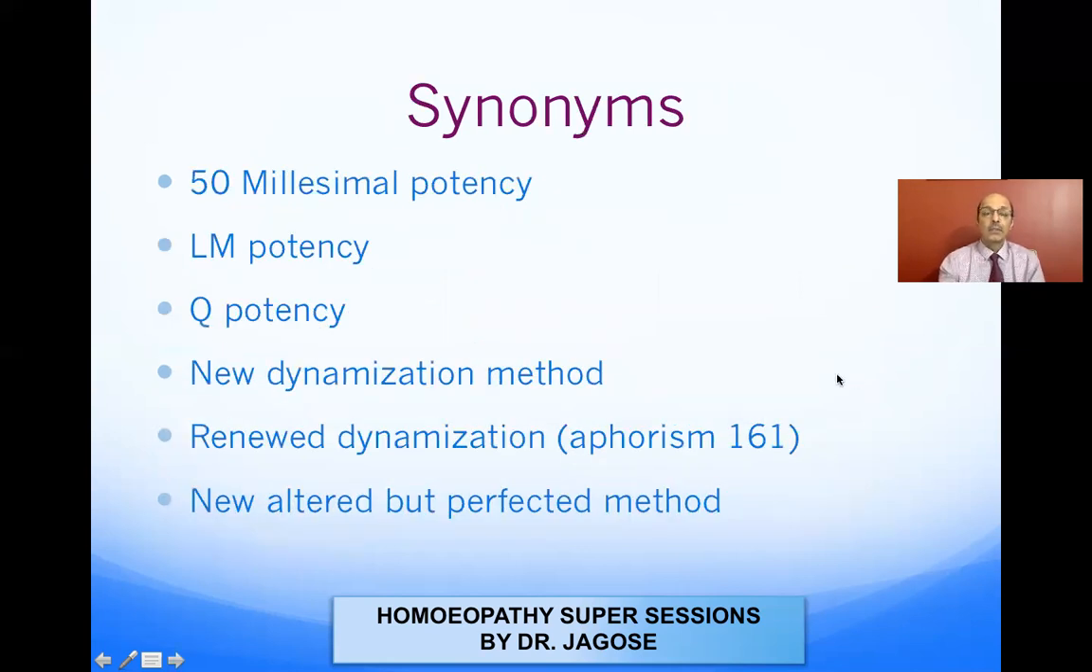So let us see the synonyms. The synonyms are the 50 millesimal potency, LM potency, Q potency, new method, new dynamization method, the renewed dynamization as per aphorism 161, or the new altered but perfect method. So all these are the synonyms of the 50 millesimal or the LM.